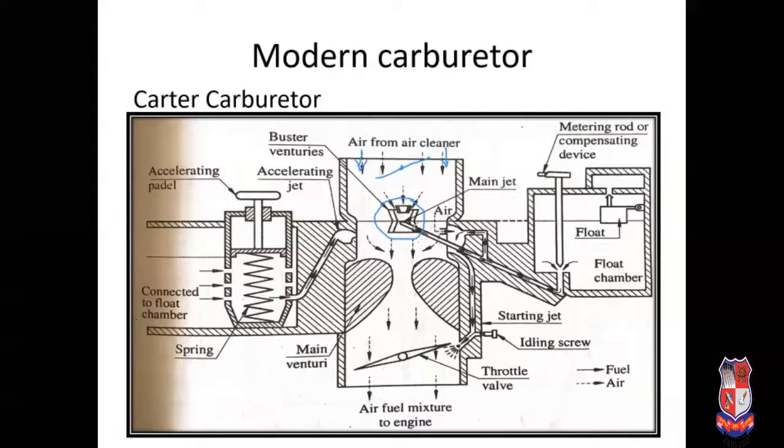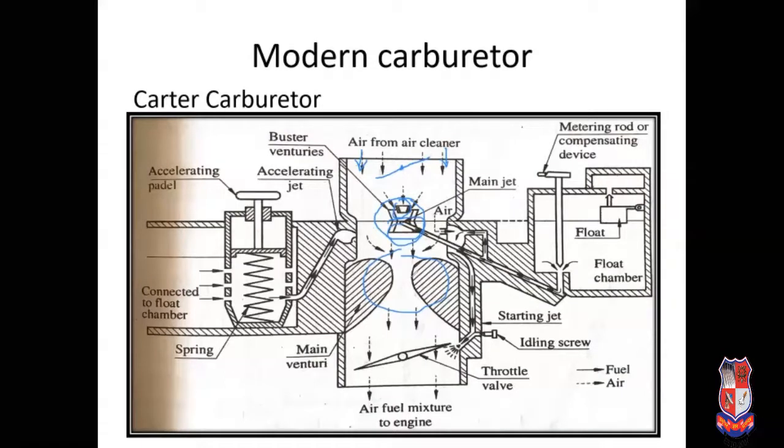Now the next condition, that is the normal working condition. During normal working condition, the choke valve is fully open, so more quantity of air is available, and fuel is supplied from this main venturi tube. There are three stages available in the Carter carburetor: primary venturi, secondary venturi, and main venturi. The purpose of the three stage venturi is to get a proper mixture so that steady and easy performance of the engine can be achieved.